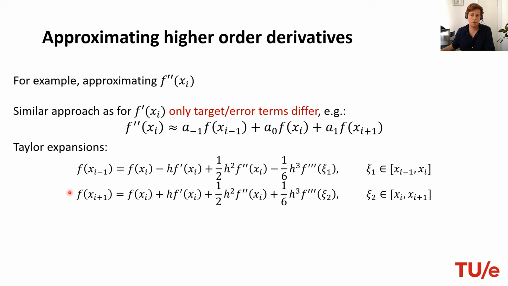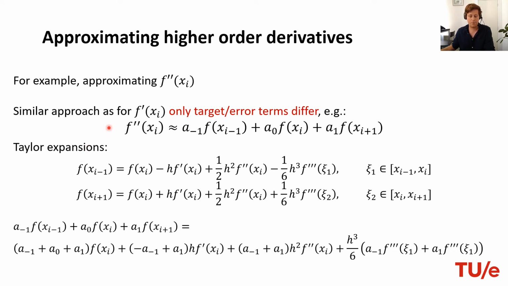And we then plug those things back into the original expression here. And this leads to the following. So if we take this expression on the right, we multiply a minus 1 with this Taylor expansion of f at xi minus 1, etc. We come up with the following. And this is completely the same formula as we've seen two slides ago.